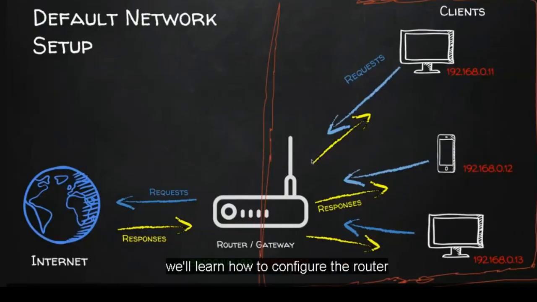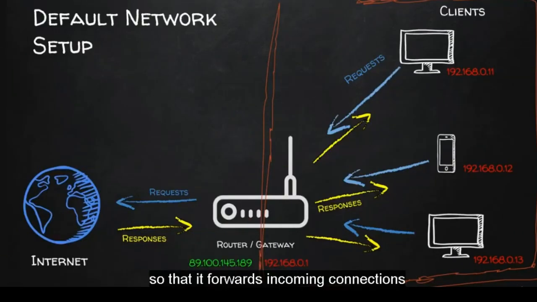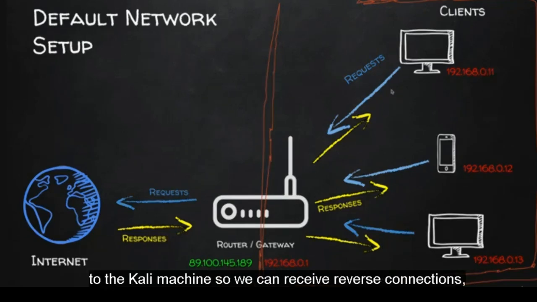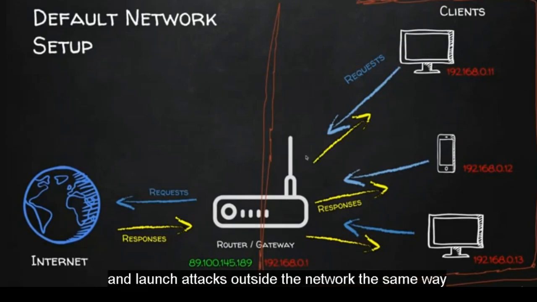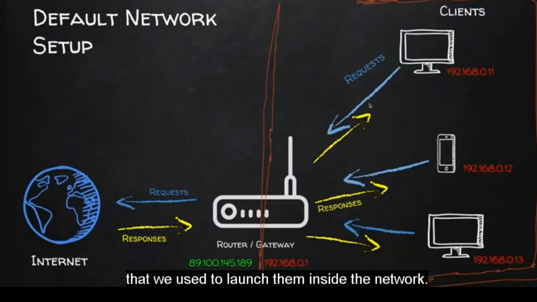Now in this lecture, we'll learn how to configure the router so that it forwards incoming connections to the Kali machine. So we can receive reverse connections, we can hook people to BeEF, and launch attacks outside the network the same way that we used to launch them inside the network.